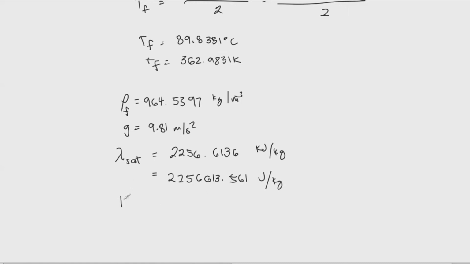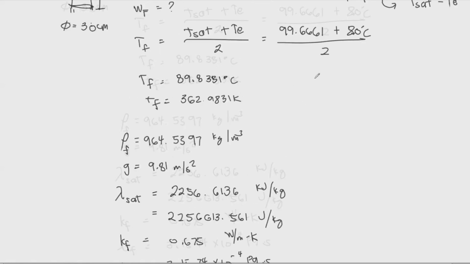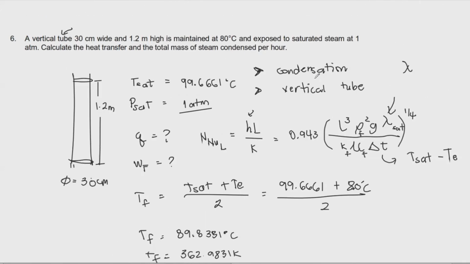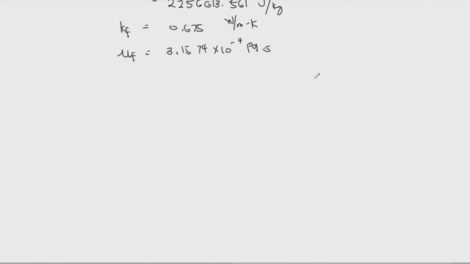And then we have the film thermal conductivity, so that's 0.675 watts per meter Kelvin. We also have the dynamic viscosity at the film, so that's 3.1574 times 10 to the negative 4, that's Pascal second. And then of course this delta T would be the difference in temperature. So we already have this value, and now let's try to substitute this with our equation.